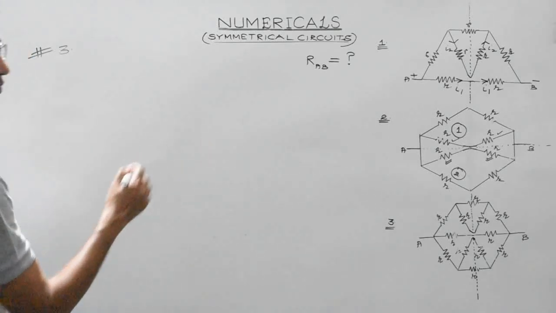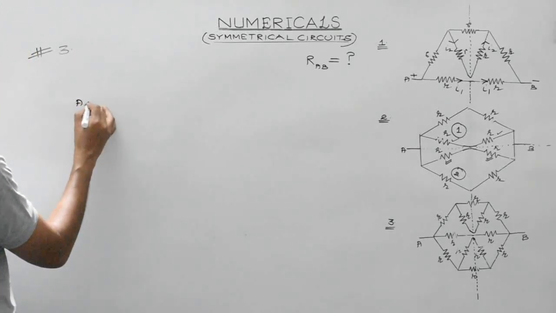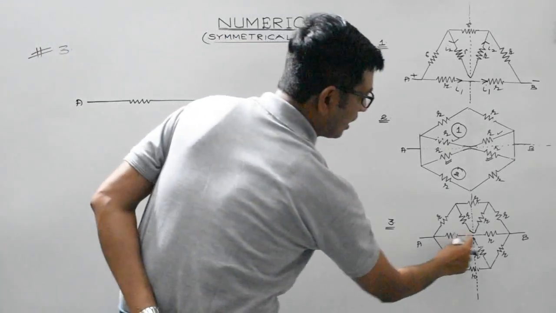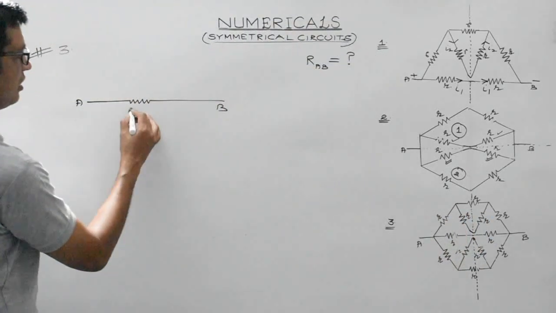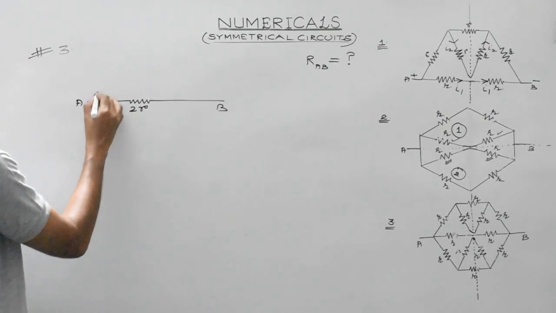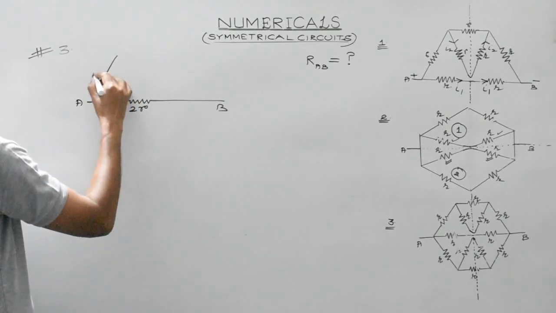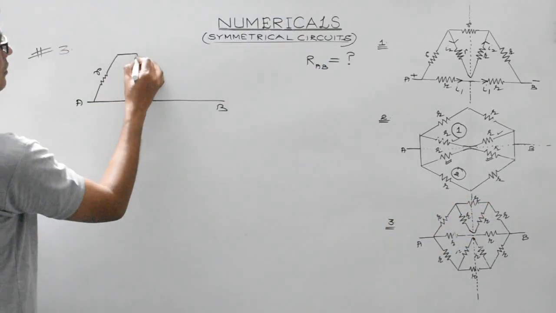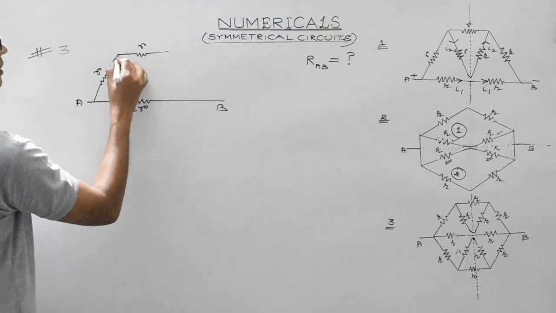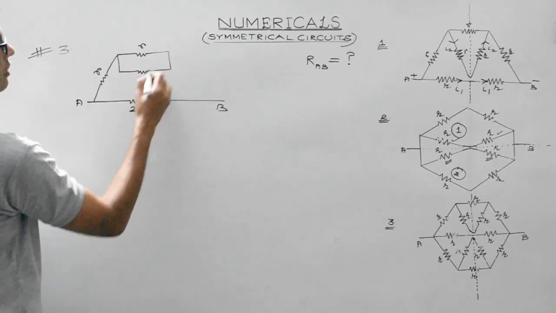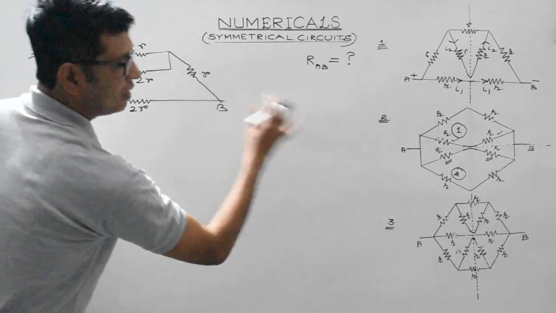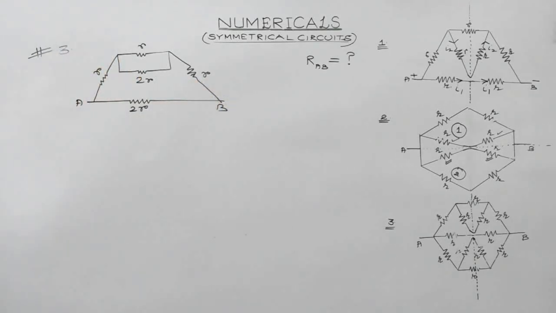Now we can modify or simplify the circuit. This is point A, and suppose this is point B. R, these two are in series, so what do you get? It is 2R. This is R and 2R. This will be R, and this is 2R. So the circuit can be redrawn in this particular manner.